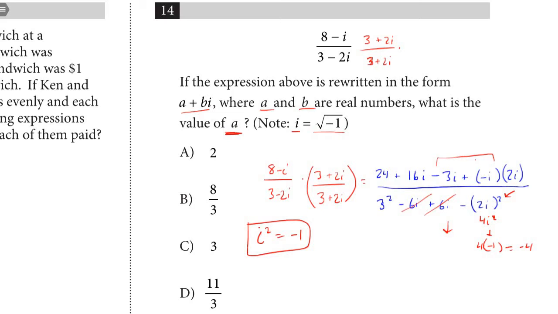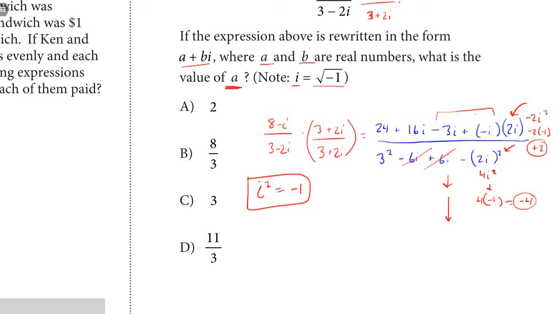Where else do we see an i squared? Oh, we see one here, right? The negative i is going to be multiplied by 2i, which will give us negative 2i squared. Now I can change the i squared to negative 1, so that's a negative 2 times a negative 1, which will give me a positive 2. So I want to keep these two in mind when I'm rewriting this whole thing. So let's rewrite it down here. So what do we got? We still got 24 plus 16i minus 3i plus 2. Remember, this is the 2 right there.